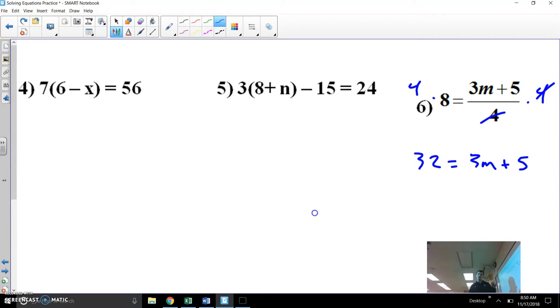So now, go ahead and finish that one. Put your like terms together using your opposite operations, and we'll check your work.